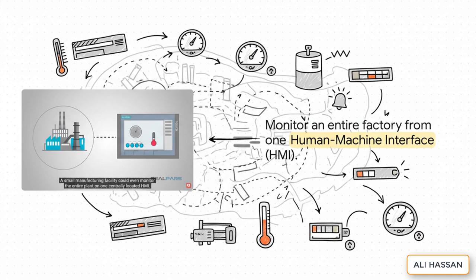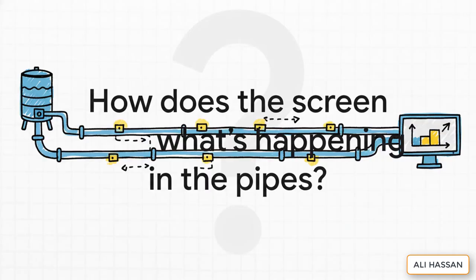It's pretty incredible. But here's the big question, right? How does that screen actually know the water level in a tank that's hundreds of feet away? That is the mystery we're going to solve. We're going to trace one piece of data from the moment it's born in the real world to its final destination, right here on this screen.